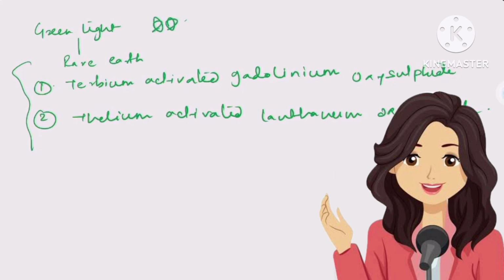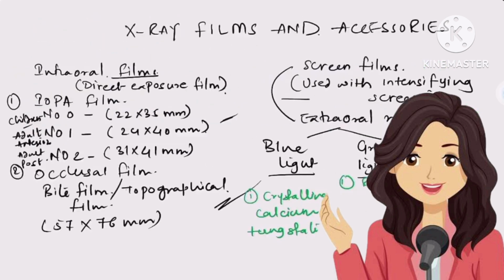All right, and the extraoral films that we use commonly are of size 8 into 10 inches. There are different sizes for TMJ radiographs and for skull radiographs. There are different sizes: 8 by 10, 5 by 7, 10 by 12, but the most commonly used size is 8 by 10 inches. All right.